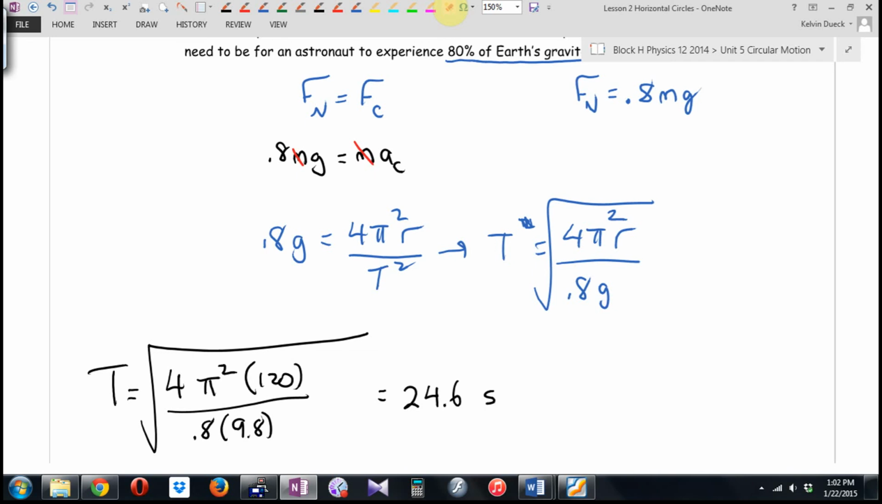Anthony, what if the radius got smaller? Would this space station have to rotate faster or slower? Faster. Bigger space station, you don't have to spin it as fast. What if we didn't want as big a gravitational field? Don't have to spin it as fast. What if we want more gravitational field? Spin it faster.